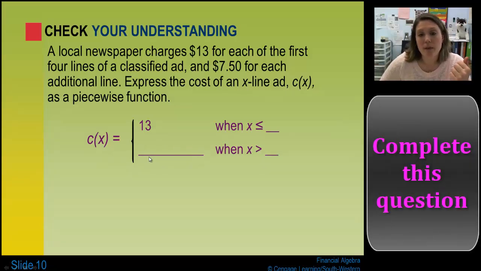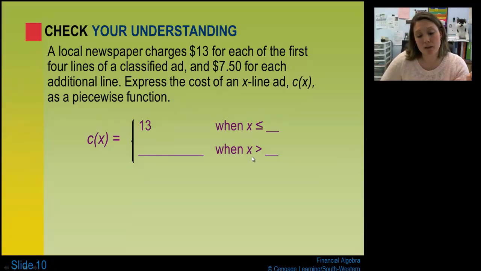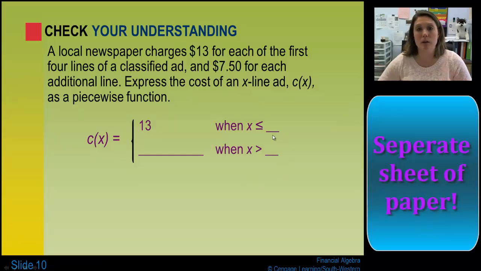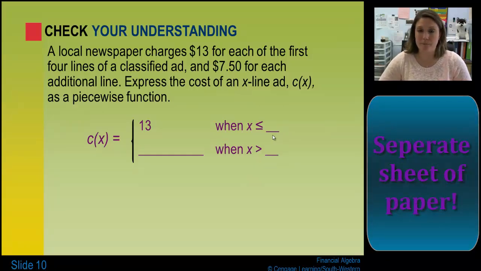Now you need to go and fill in the bottom piece of this piecewise function. So what I need you to do is go back to example 3 and look at the piecewise function there and go back and maybe even listen to my explanation again of how the piecewise function was set up here. So you need to go ahead and fill this out in your notes. You also need to answer this one on a separate sheet of paper.